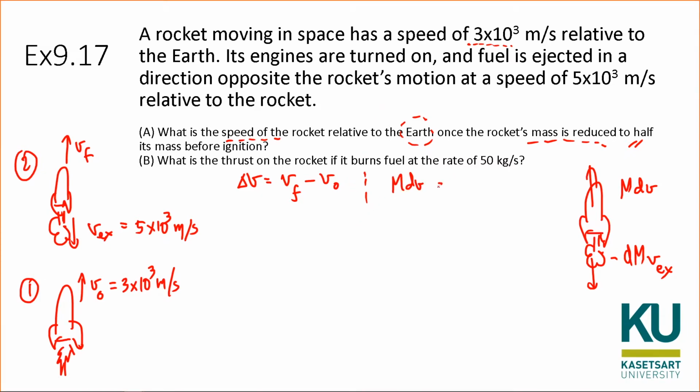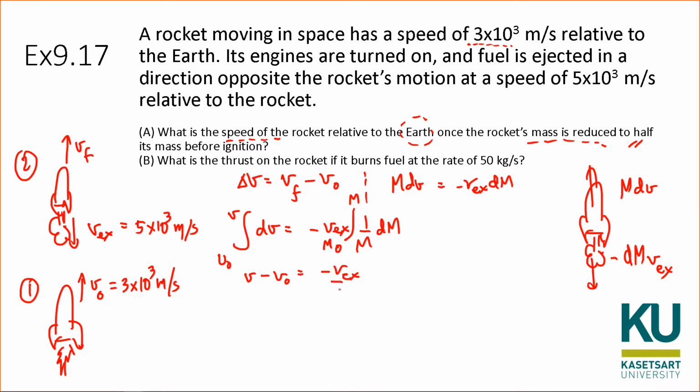Have m dv equal to minus vex dm. So you arrange this term, and you get dv equal to minus vex times 1 over m dm. Now you would like to integrate this term from v0 to v and from m0 to m, which is the final mass. And here you integrate this term, you get v minus v0 equal to minus vex times the integral of 1 over m. Like you integrate 1 over u du, you get ln u plus c.